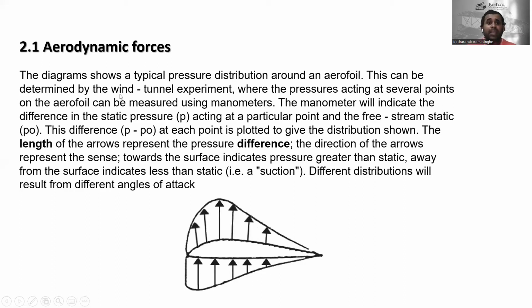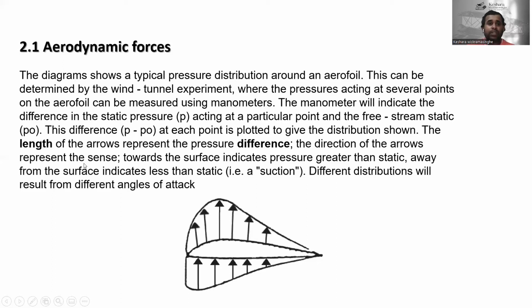This can be determined by a wind tunnel experiment, where the pressures acting at several points on the aerofoil can be measured using manometers. The manometer will indicate the difference between the static pressure P acting at a particular point and the free stream static pressure P0. This difference, P minus P0, at each point is plotted to give the distribution shown. The length of the arrows represents the pressure difference, right? You can see the length of the arrows shows the pressure differences.